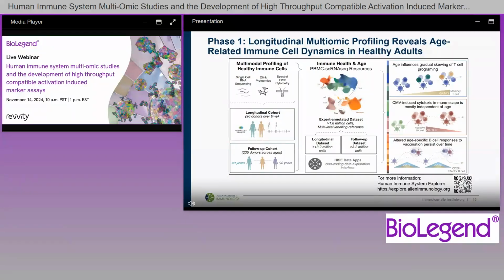And so if you're interested in looking through those, all of those data apps and data sets and visualizations have been created by researchers at the Allen Institute, and that all goes into a place called the Human Immune System Explorer. And so if you scan the QR code down at the bottom here, you can also take a look at the data that we've produced here.